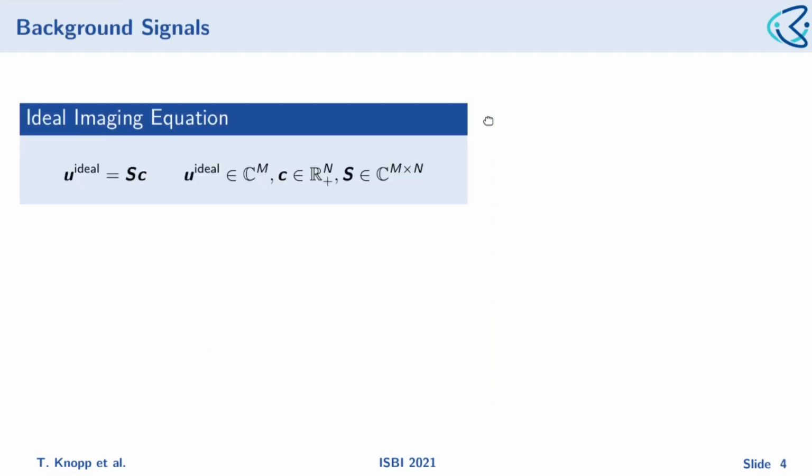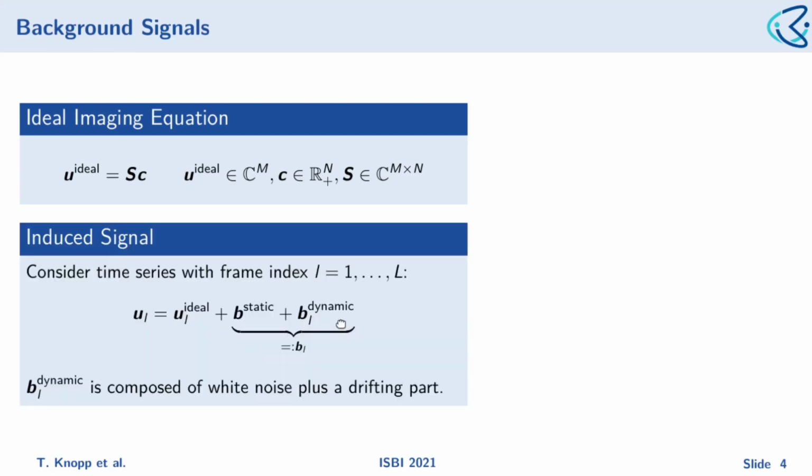The imaging equation in MPI can be expressed as a linear system of equations: u equals S times c, where u is a measurement vector, c is a particle concentration vector, and S is the system matrix, which is usually measured using a delta sample in MPI. The ideal voltage signal is in practice superimposed by two additional components: a static background signal and a dynamic background signal that may change over time. We consider a series of L images, and small l is the frame index.